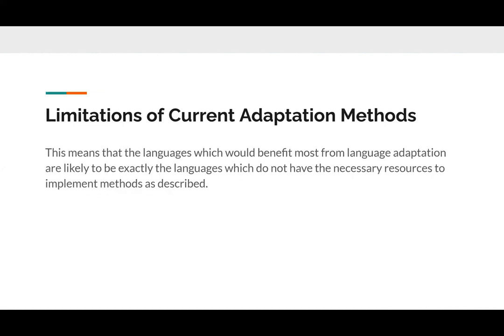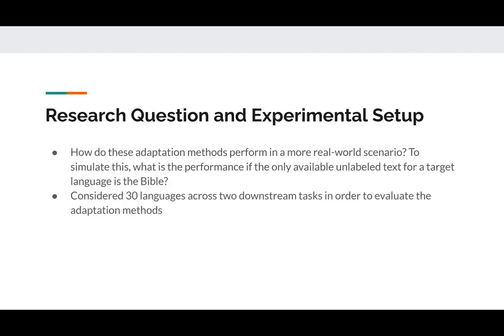This means that in practice, the languages which would benefit most from language adaptation are likely to be exactly the languages which don't have the necessary resources to implement these methods as described. So for the languages which might need these methods the most, we actually don't know what performance is going to be like. This was the motivation for our work, where we asked, how do these adaptation methods perform in an actually real-world scenario? To simulate this, we looked specifically at the performance if the only available text for a language was the Bible. The Bible is available for around 1,600 languages, but on the other hand, it's very limited in both size and domain.